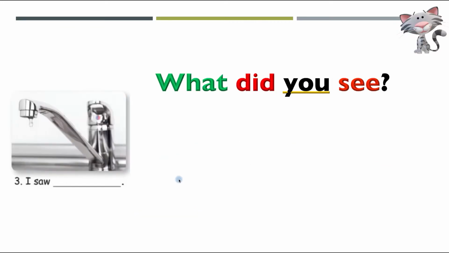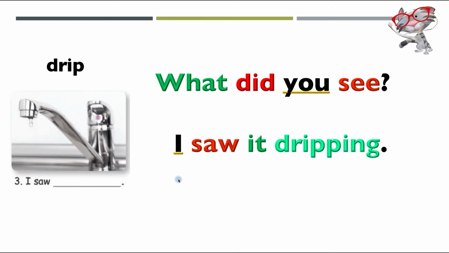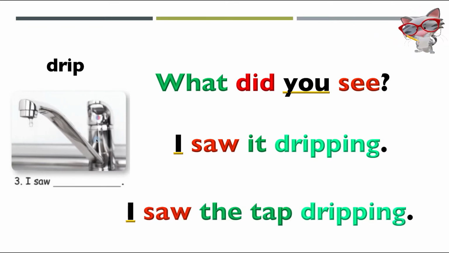What did you see? I saw the tap dripping, so I saw it dripping. Yeah, so notice Young-hee calls this a tap, because British people call this a tap. American call it faucet. Faucet, but I can't pronounce that. I just say that's the tap.